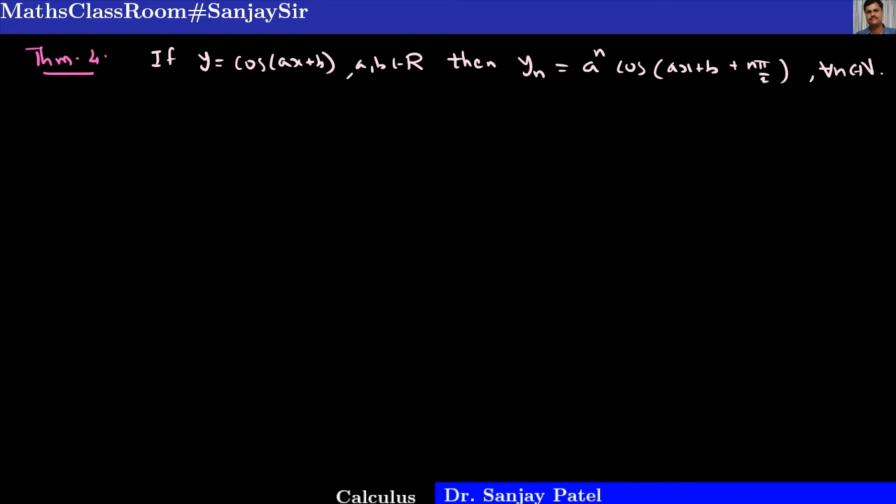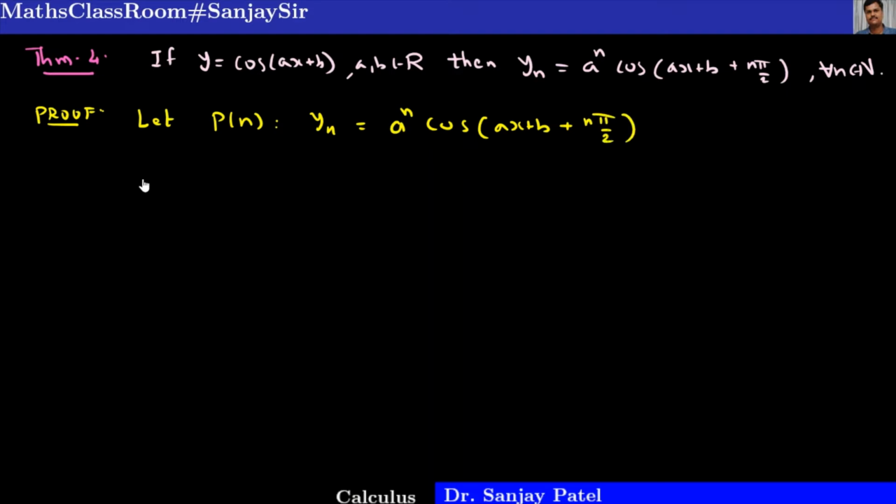Let us prove this. So again, as usual, we can consider the thing which is to be proved, for every n belongs to N, as Pn, because we want to use the principle of mathematical induction every time. Yn is equal to a raised to n into cos of ax plus b plus n into pi by 2. Then the first step, we prove the result for n equal to 1. We check it is true or verify it is true for n equal to 1.